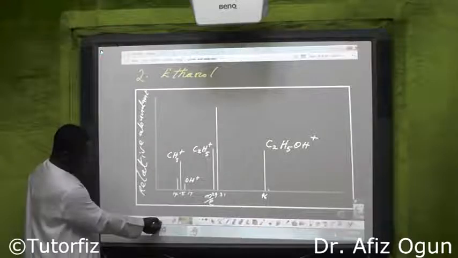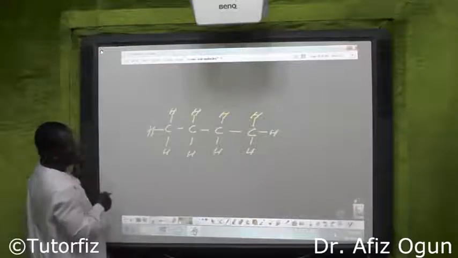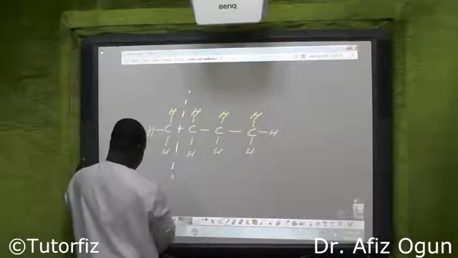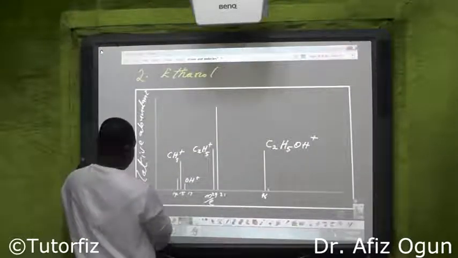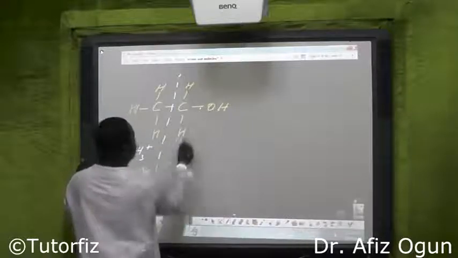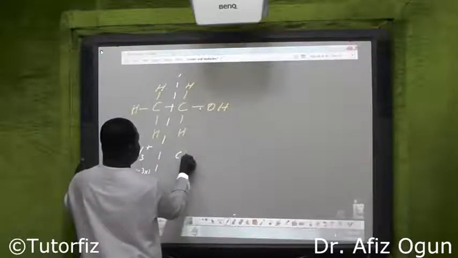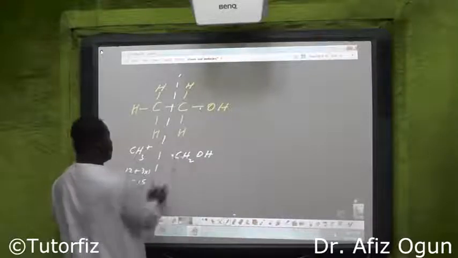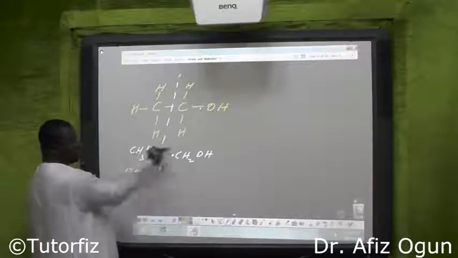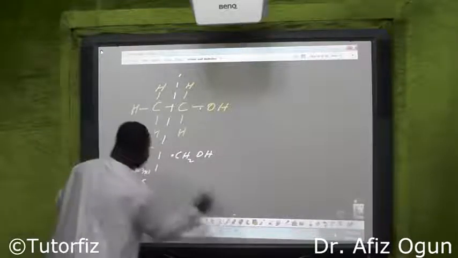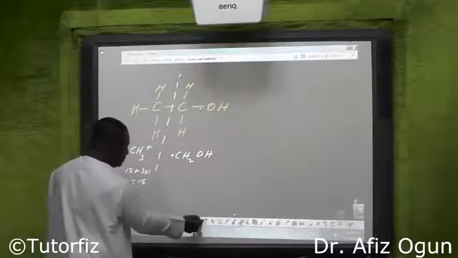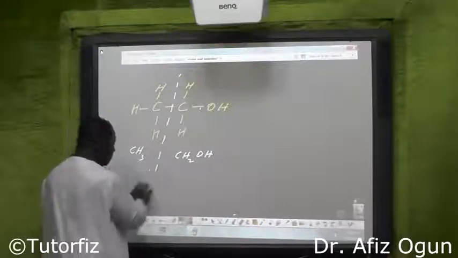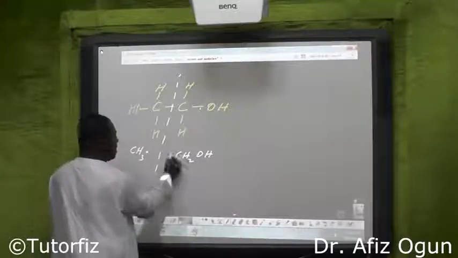And what is the other possibility? So we're saying it broke there. Peak at 15, and this becomes the free radical, CH2OH becomes the free radical. What if this one goes through, and this one does not go through? What if the possibility is this, that this one is the free radical and this is the positive ion.